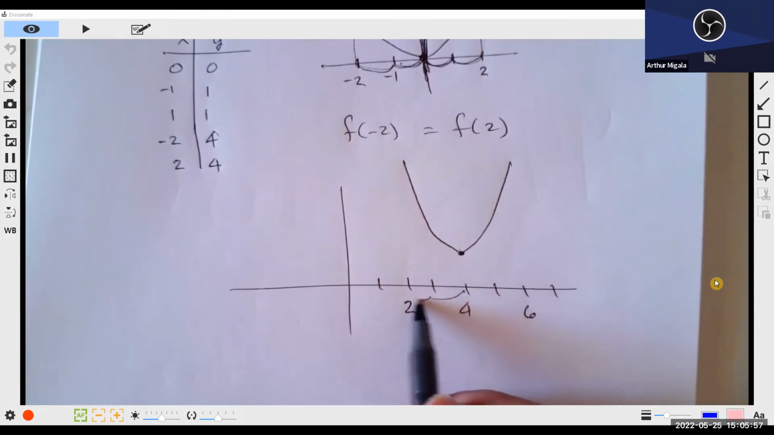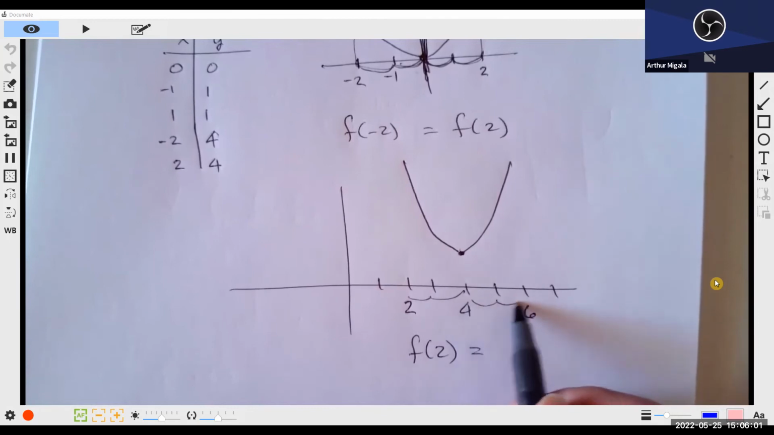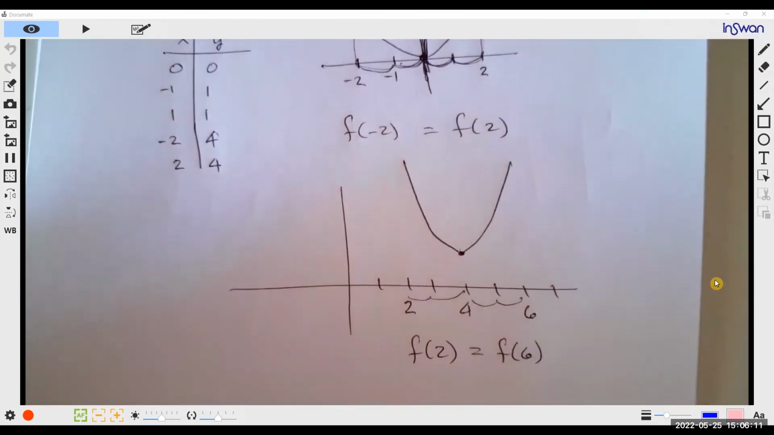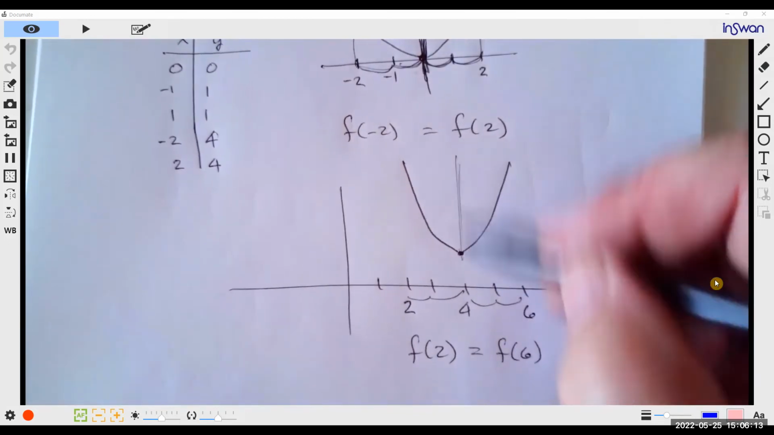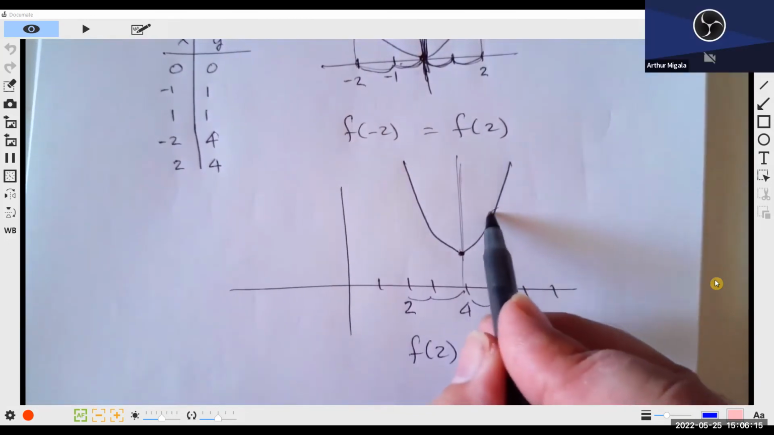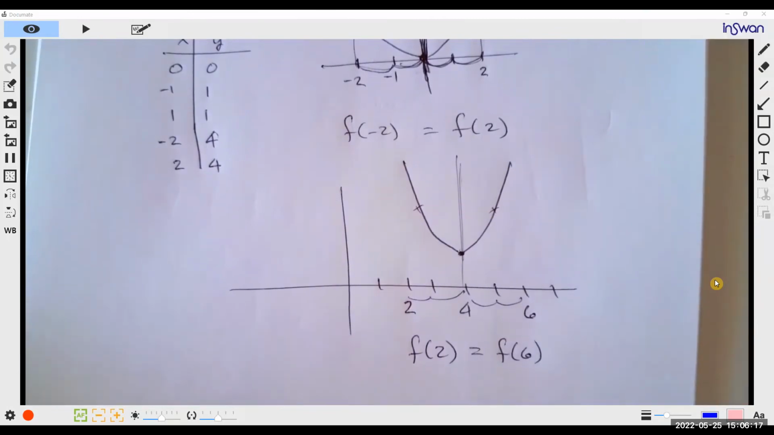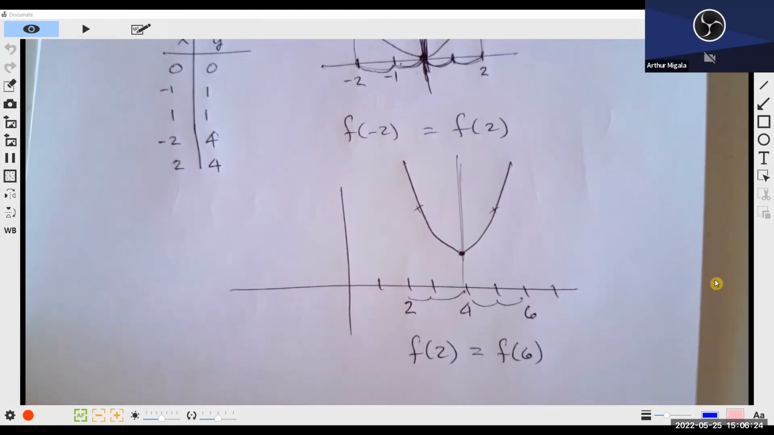If I go 2 spaces to the left, I know it's going to be the same answer as if I go 2 spaces to the right. Does that make sense? Yes. Because again, the axis of symmetry, if I fold this thing, it's going to have the same answers. I have the same Y. Yes, correct. Because it's the same distance away from the axis of symmetry, the x values.